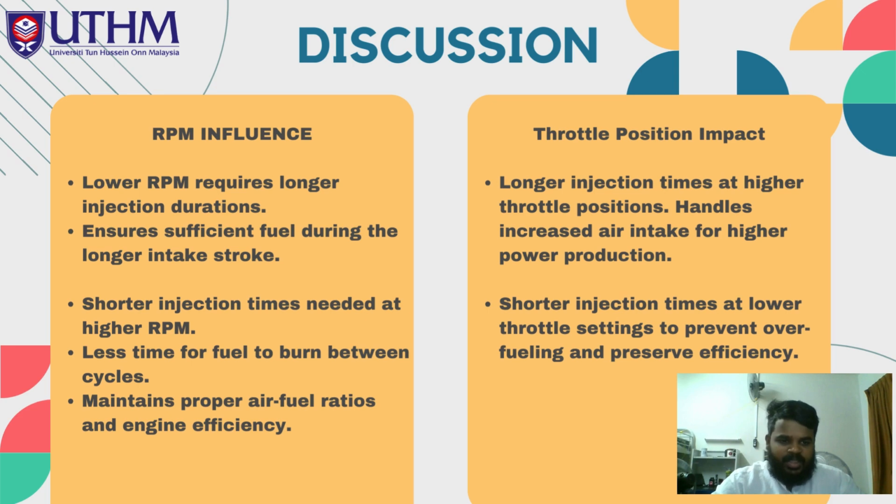To support my discussion, from the graph obtained for the result, at 2000 RPM, the injection duration recorded is 29.32 at throttle position 100, whereas at 600 RPM the injection duration recorded is 101.3 at throttle position 100.